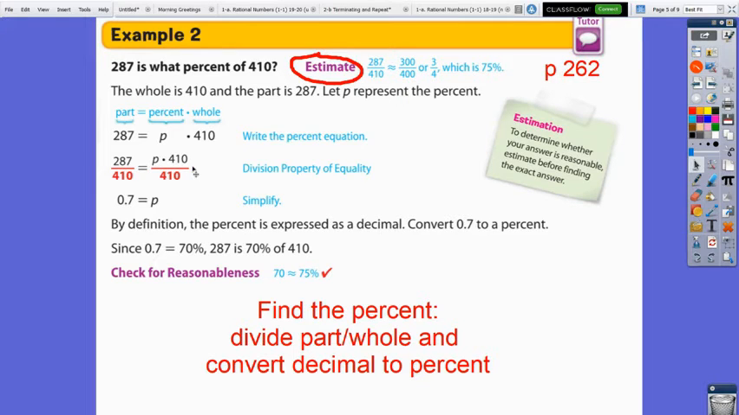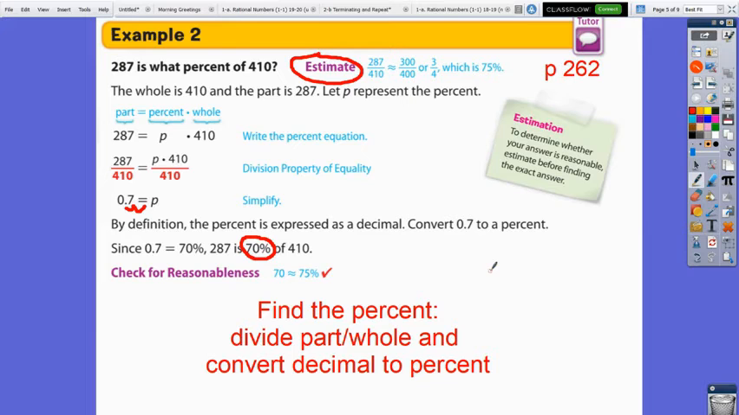I just divide in my calculator, part divided by whole, and the answer comes out as the percent as a decimal. So 287 divided by 410 is 0.7. Then you convert 0.7 to a percent by moving the decimal point 2 places, and the answer is 70%. Certainly close to 3/4, like we said, was reasonable.